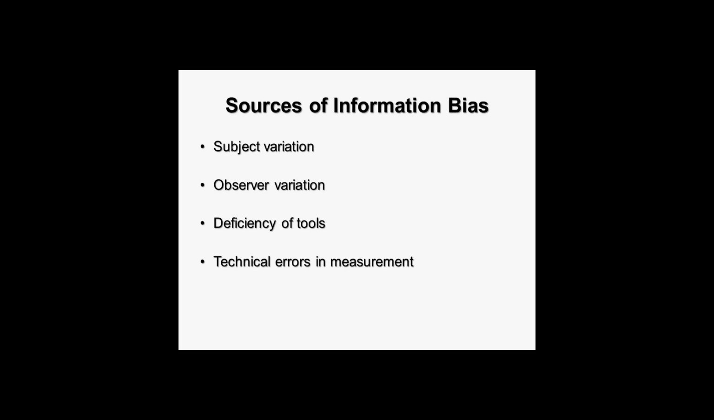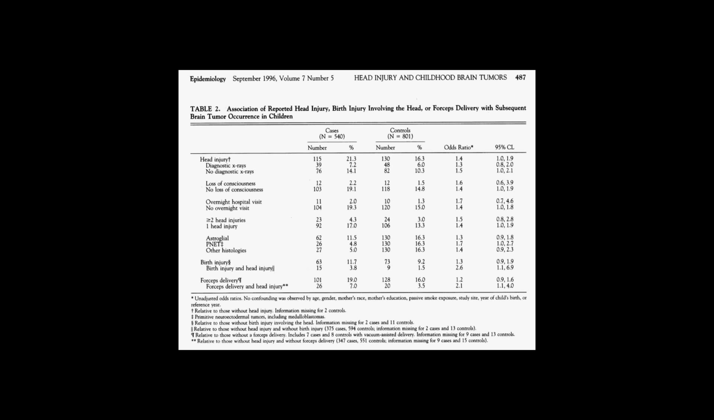Deficiency of tools. If you have instruments you use to take the measurements, and for some reason one set of tools is calibrated well and the other one is not, then that can lead to sources of information bias. If it comes to be that the cases all have well-calibrated tools and the controls all have poorly calibrated tools, that's a really bad thing, because your cases have a very valid and precise measurement, while your controls, in this hyperbolic example, would not have a very precise and valid measurement.